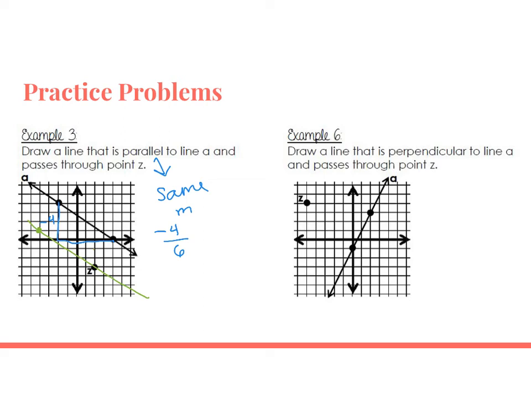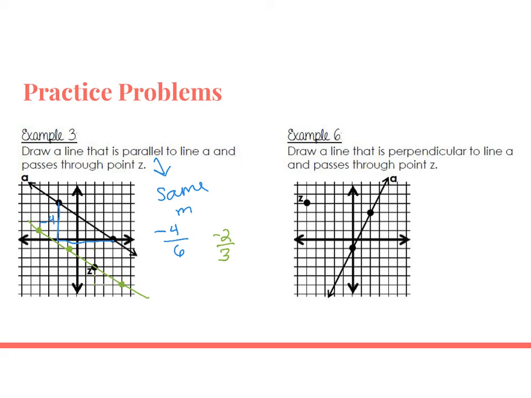I also could have done negative 2 over 3. So I could have gone down 2 and right 3 and created a point here. And there would be another point here. So again, that slope is going to be negative 2 over 3 or negative 4 over 6. It has to be the same.